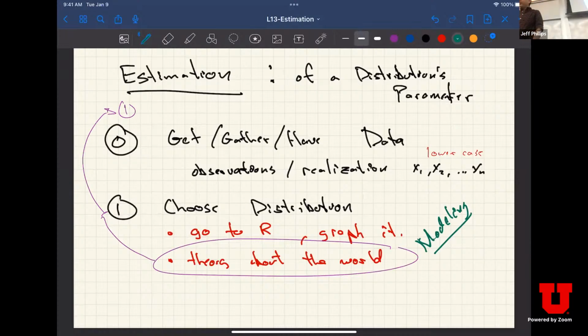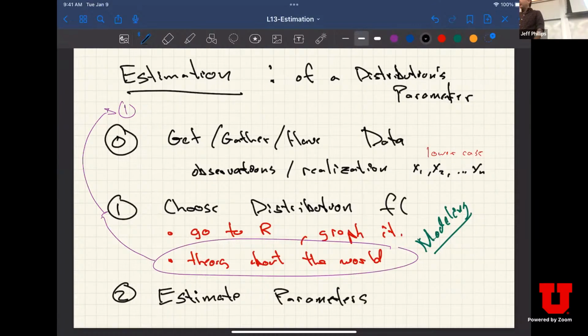Okay. Finally, the topic of the lecture, you estimate the parameters. So you choose a distribution f of theta, and then you estimate the parameters theta. I use the data somehow to estimate the parameters theta.